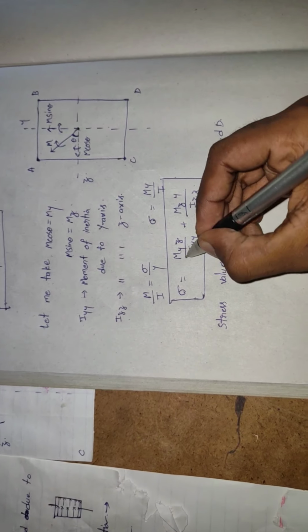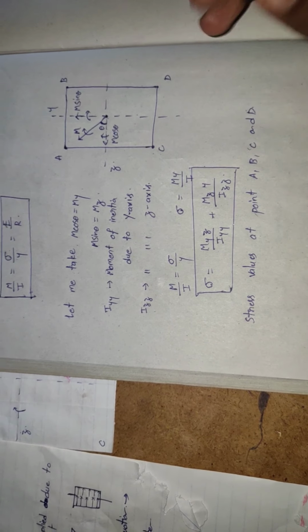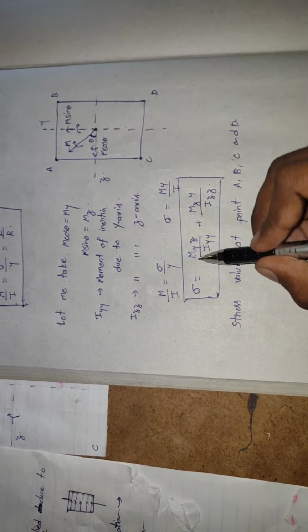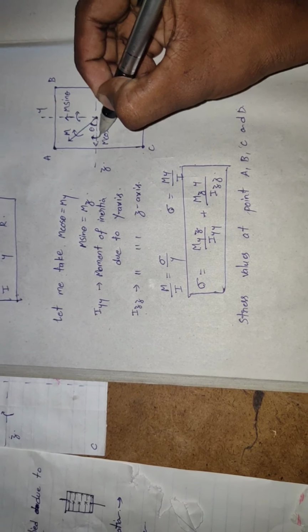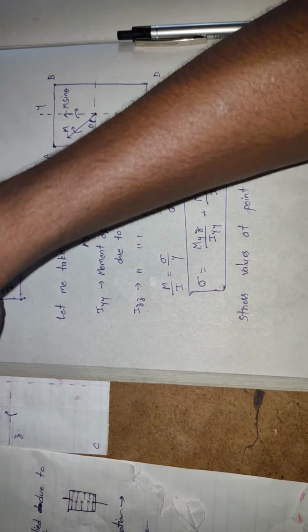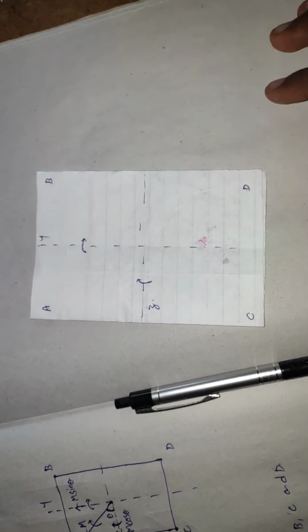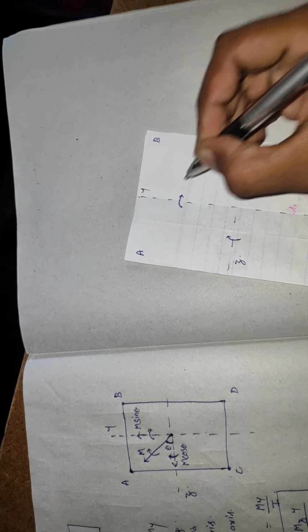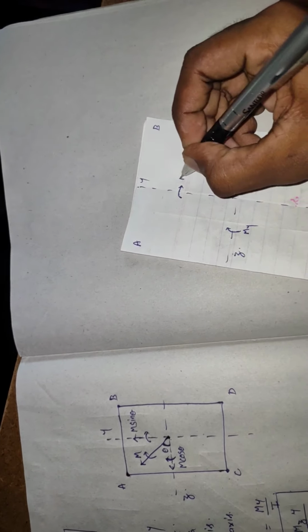Before going to the stress values, as I said, My and Mz are the moments created. These moments change their sign according to the moment created. Let me show with an example. Consider this is the plane we have taken, and these are the points A, B, C and D. These are the moments. This is My and this is Mz.